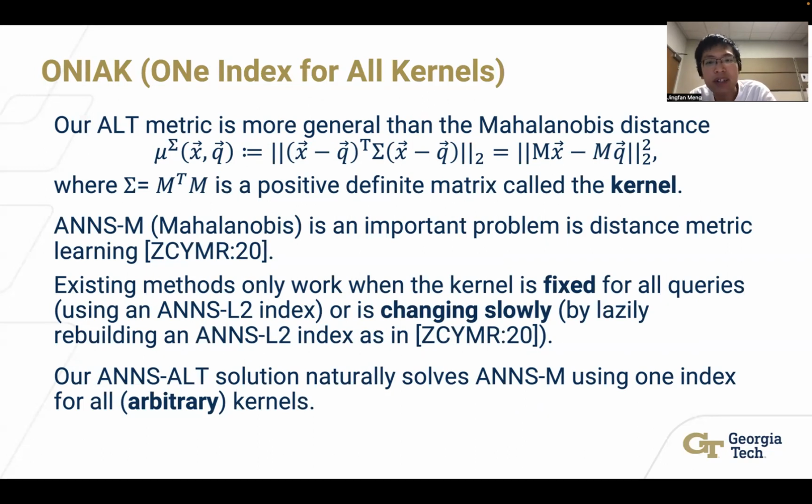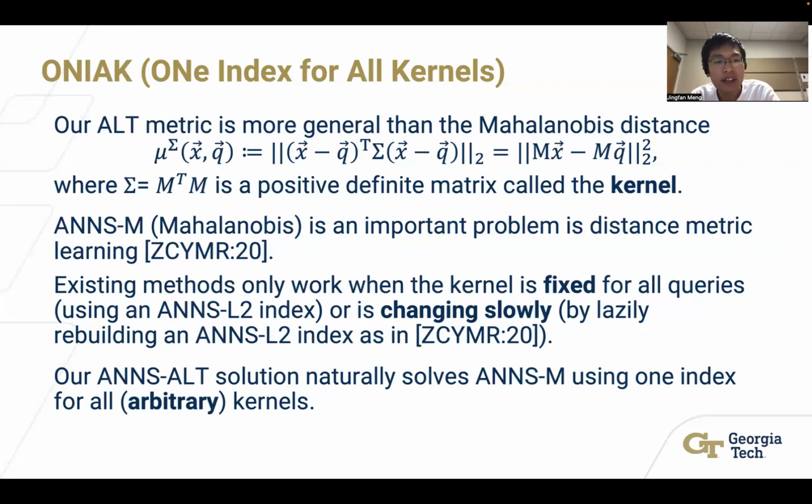The first one is called Mahalanobis search, ANSM. So what is Mahalanobis distance? As you can see from this formula, it is a quadratic form of the difference between the query and the data, given a kernel sigma, that is a positive definite matrix. We can transform this Mahalanobis distance into ALT form. So every Mahalanobis query can be reduced to an ALT query.